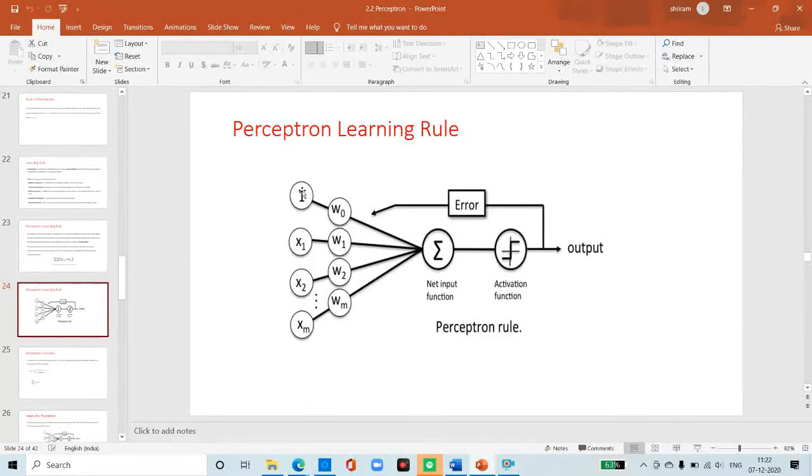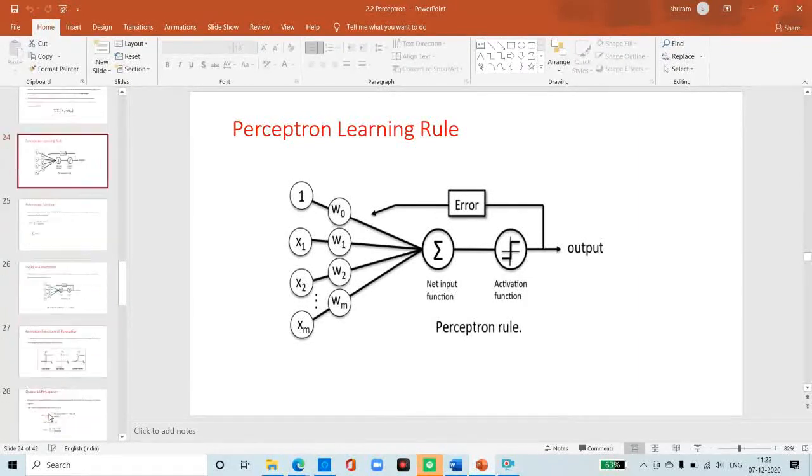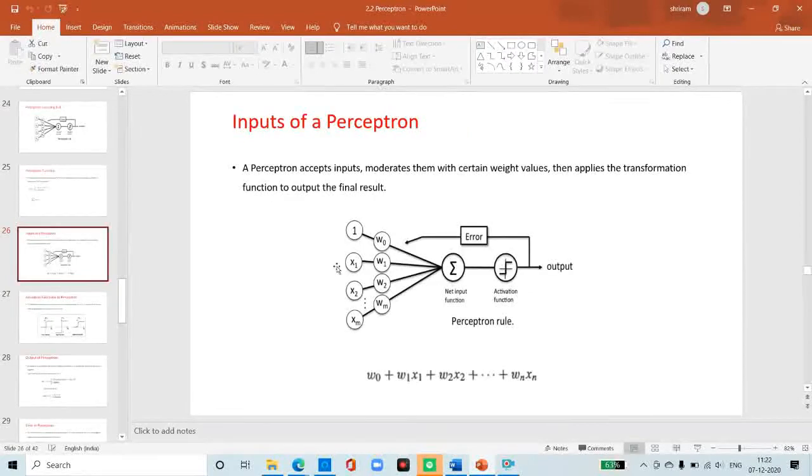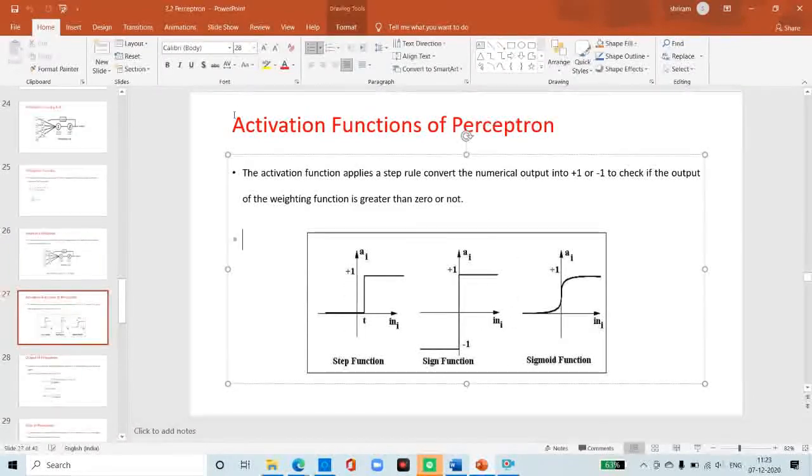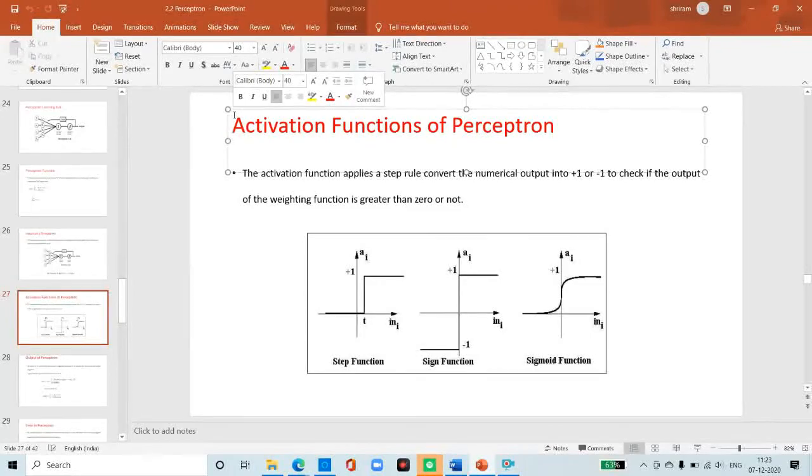Previously we added the bias and applied the input and weight values, then generated the net input function. Now, after the net input function, we apply the activation function. So this is the fourth part, the activation function of a perceptron.